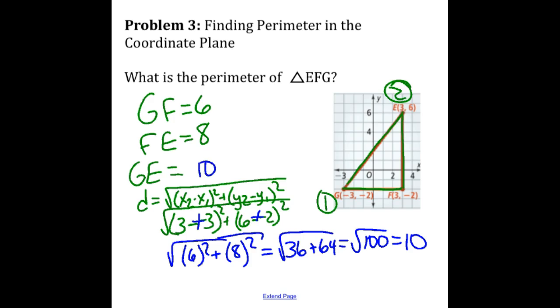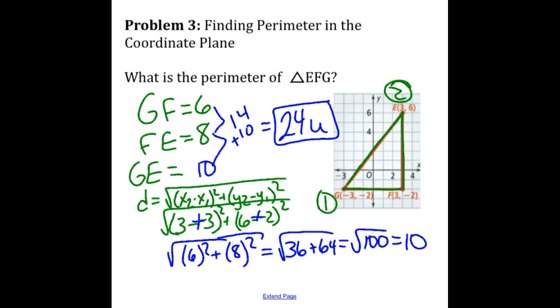So the perimeter is all of those lengths together. You want to take these 3 lengths and add them all up. 6 plus 8 is going to give you 14, and 14 plus 10 gives you a total perimeter of 24. Now, whenever we're talking perimeter or area, we always use labels, so we're just going to call it 24 units.